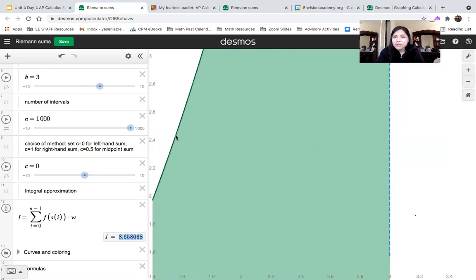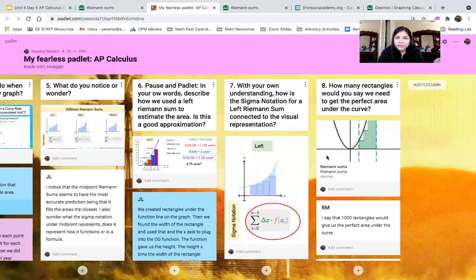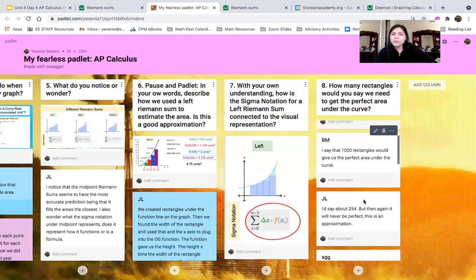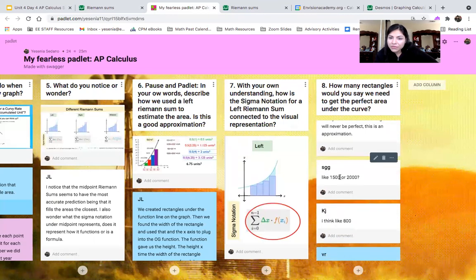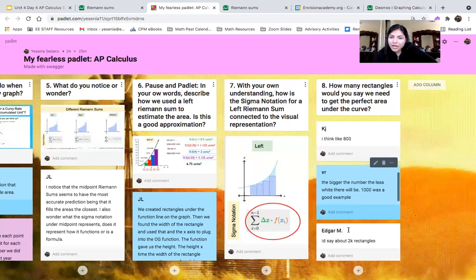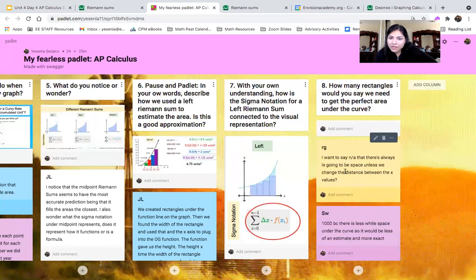So we went ahead and from this investigation as a whole class, we jumped back into the Padlet on column number 8, and I asked, how many rectangles would you say that we need to get the perfect area? We were on the right track because we all chose large rectangle numbers to represent that sum. I highlighted a few comments, the fact that the bigger the number, the less the white there will be, because that's going to lead us into our big idea. I also pointed out another one that says, I would say NA because there's always going to be space under.